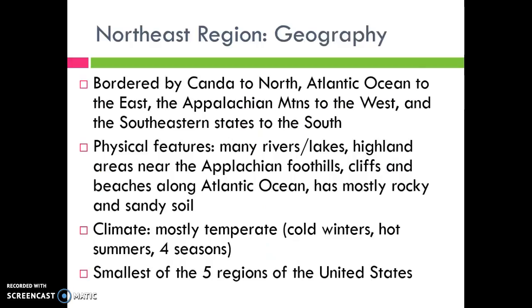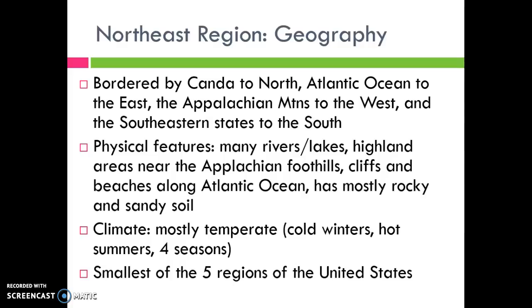The basic geography of the Northeast region includes a couple of different things, like a lot of rivers and lakes, obviously, because that's where our Great Lakes actually originate. It also is bordered by the Atlantic Ocean, the Appalachian Mountains, and obviously the southeastern states that we're going to talk about next are to the south of this region.